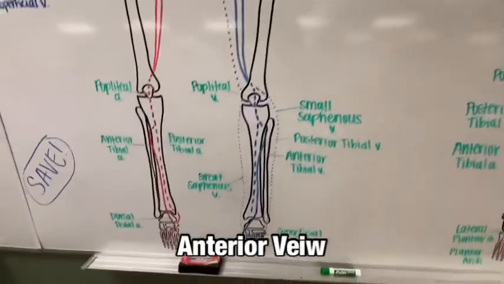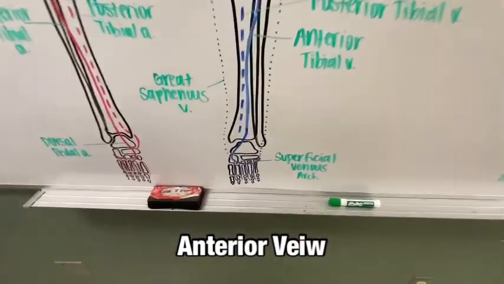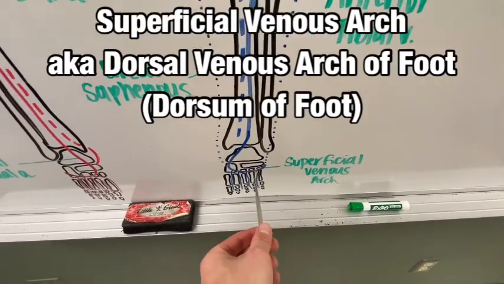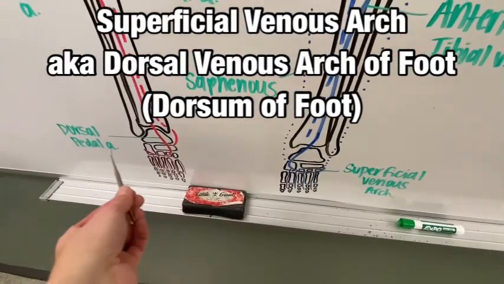All right, what's that look like from over here? An anterior view. Well, anteriorly, we've got the superficial venous arch on top. That'd be like next to the dorsalis pedis artery.